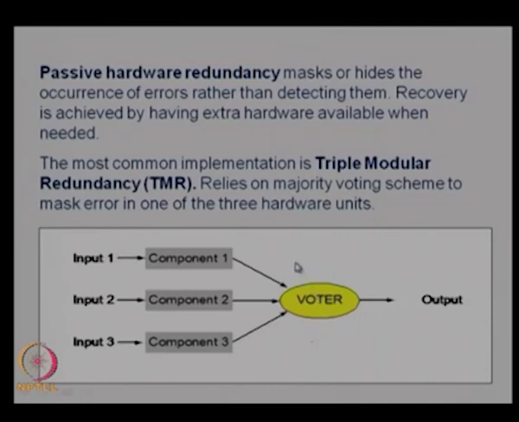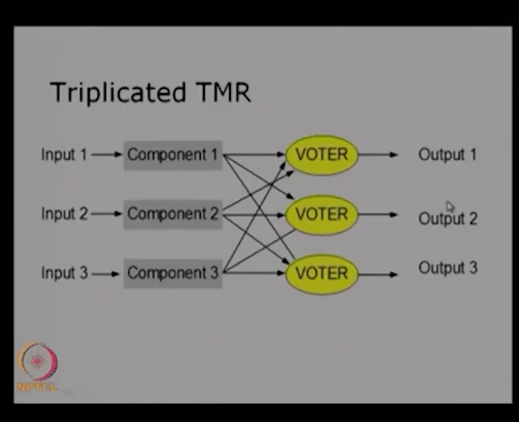So, triple modular redundancy is a basic building block for hardware redundancy, but as such it alone cannot have a great value in hardware redundancy, because this can mask only one error, and the voter error will not be able to be tolerated because it becomes a single point failure. So, in order to overcome this, another scheme is proposed which is known as the triplicated TMR.